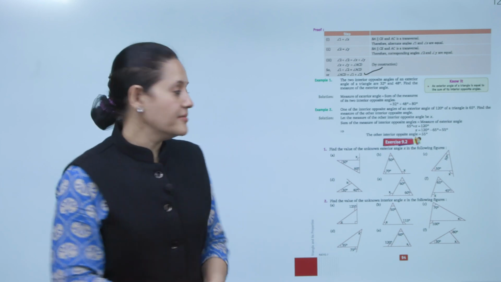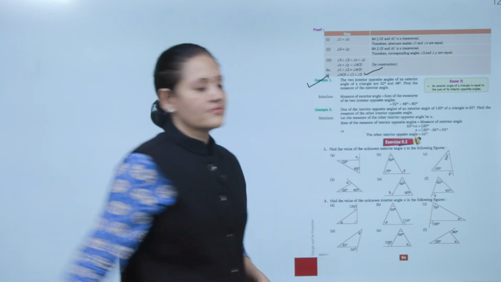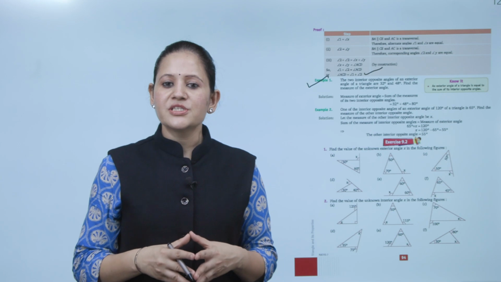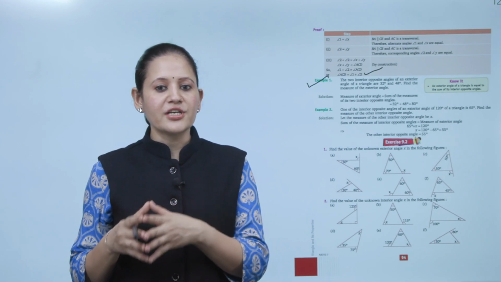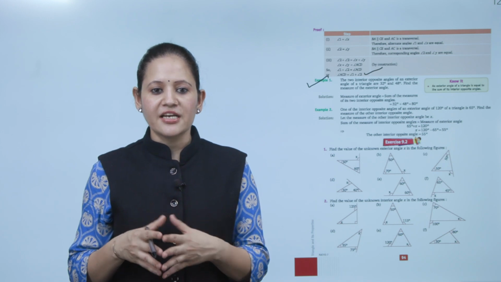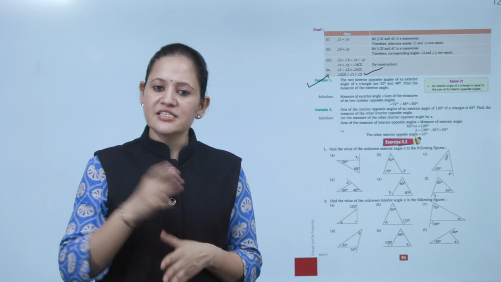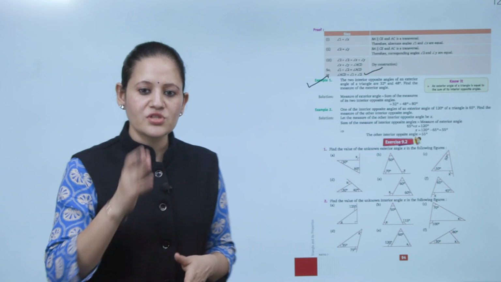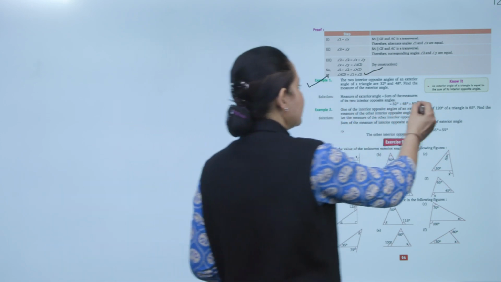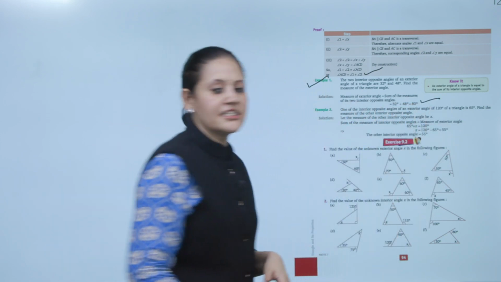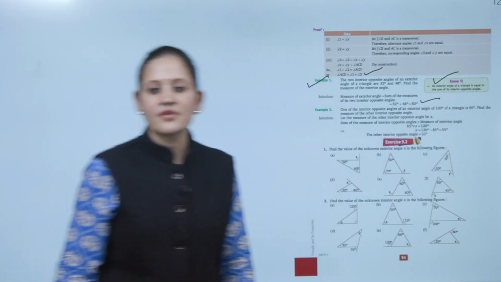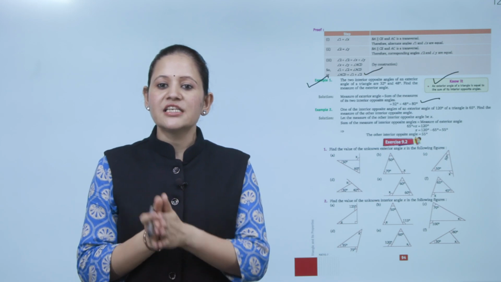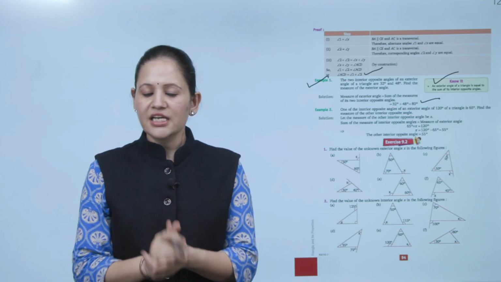Next we'll take an example. The two interior opposite angles of a triangle are 32 degrees and 48 degrees. Find the measure of the exterior angle. The measure of the exterior angle is the sum of the measures of the two interior angles. So 32 plus 48 is 80 degrees. The exterior angle will be 80 degrees. Know it. An exterior angle of the triangle is equal to the sum of the interior opposite angles.